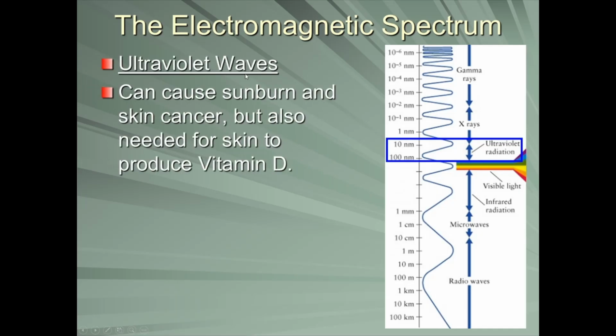Ultraviolet waves can cause sunburn and skin cancer, but are also needed for skin to produce vitamin D. So humans don't actually need to ingest vitamin D. We can produce our own. The only thing we have to do is go out into the sun. But up here, where we live in Minnesota, we have issues with many people not being able to go out during the winter, and we have limited sunlight. So a lot of people get vitamin D deficiencies during the winter, but in the summertime, we don't have to worry about that.